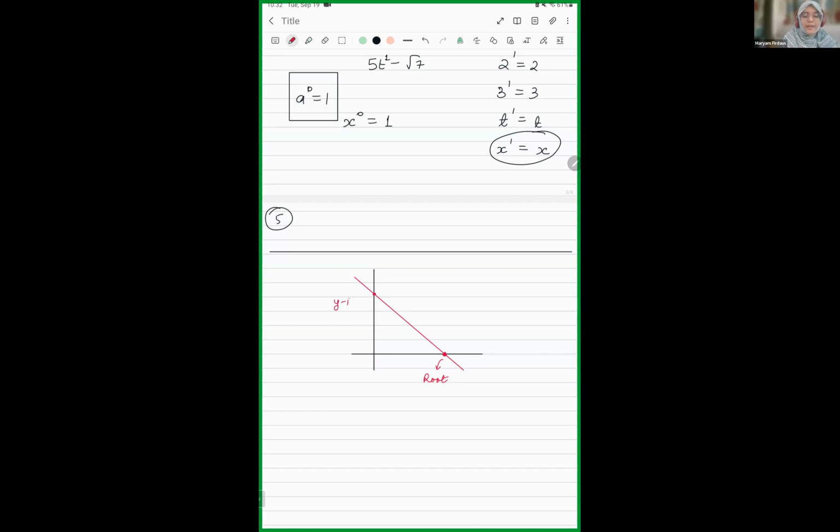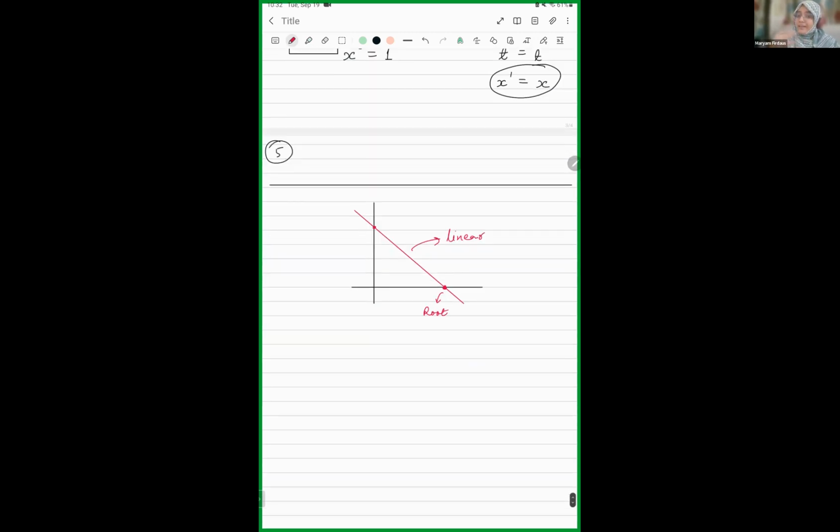Okay, forget about the y-intercept. We don't need that in this chapter. But root is exactly what zero of a polynomial means. See, over here, this was a linear equation or linear polynomial. Okay, this was linear.